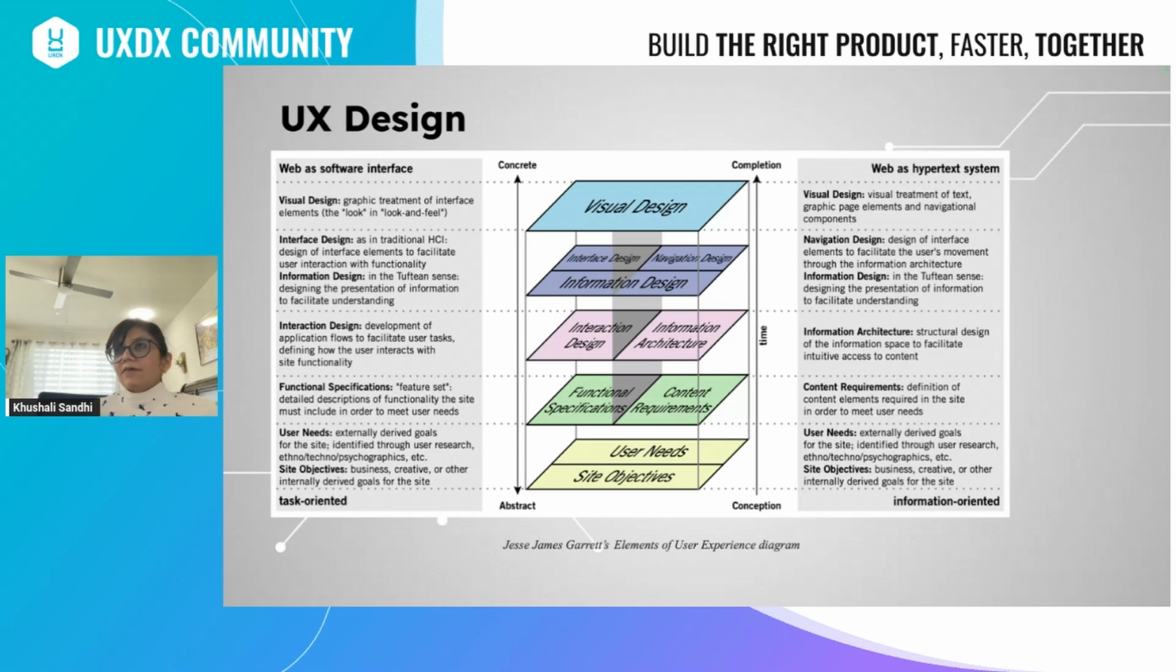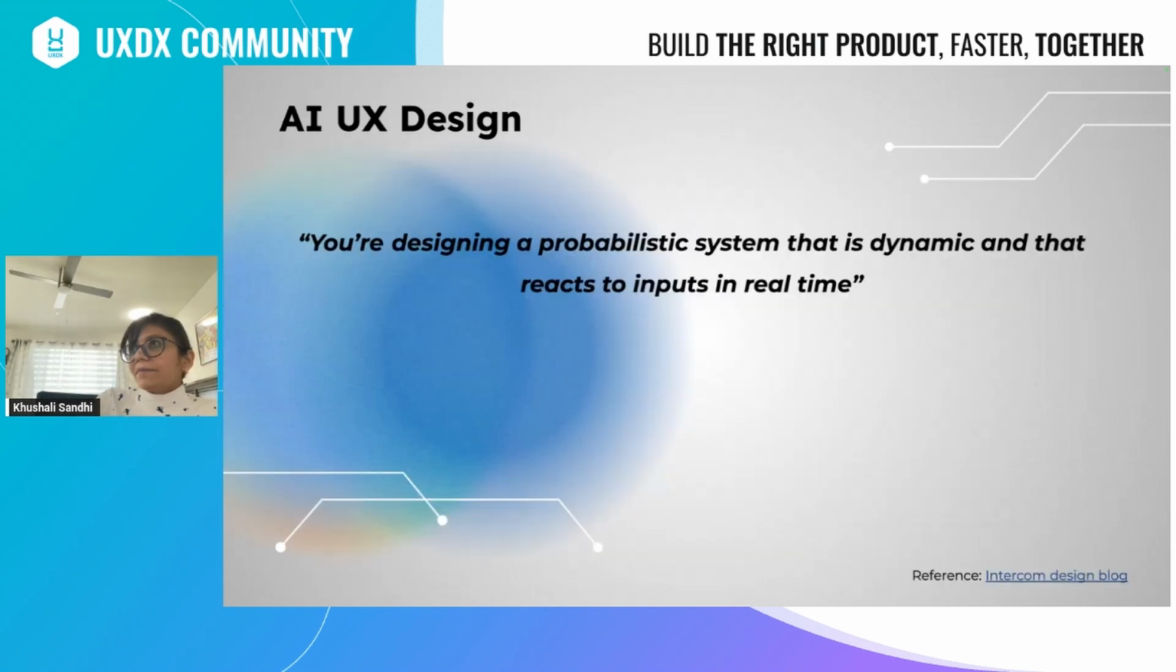And then we start defining the components that will help to achieve those task flows. And then the last layer is the visual design, right, where we talk about how the finished product would look. So far, our understanding of UX design has been these 5 layers, which do a good job for what we have been doing right now.